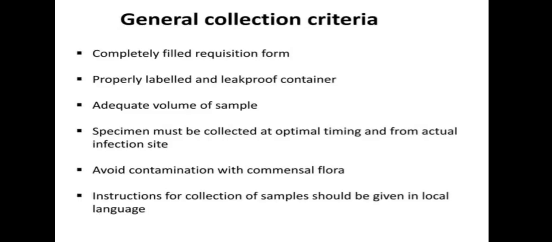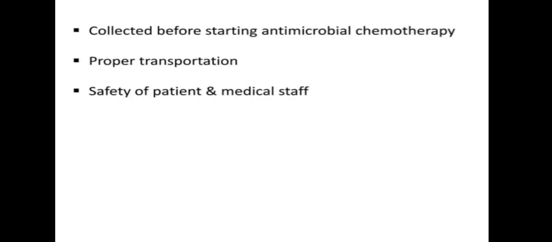Now, how can you collect a sample from the general area? We have to completely fill the requisition form and properly label our sample. We have to take the sample in a leak-proof container, with adequate volume. The specimen must be collected at the optimum timing and from accurate infective sites. We have to avoid contamination and commensal flora, and the sample should be labeled in the local language.